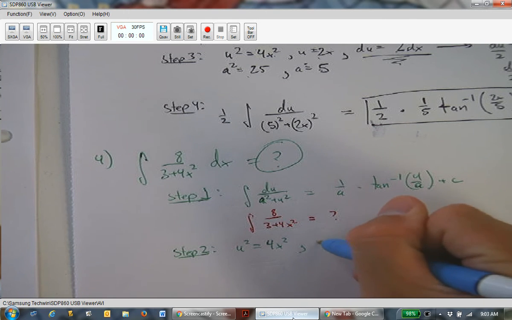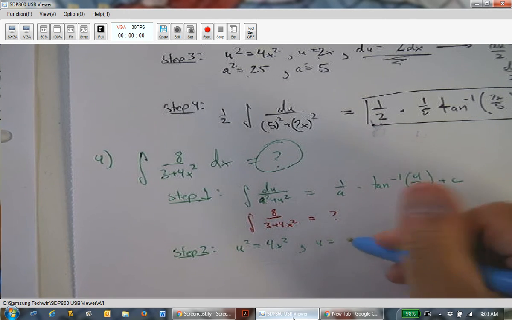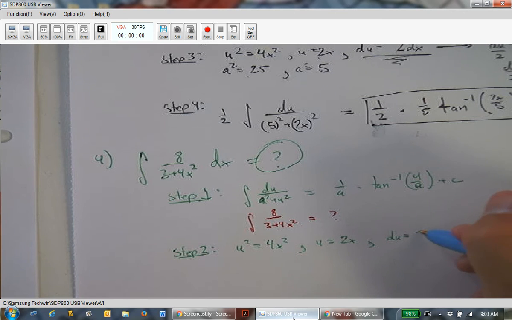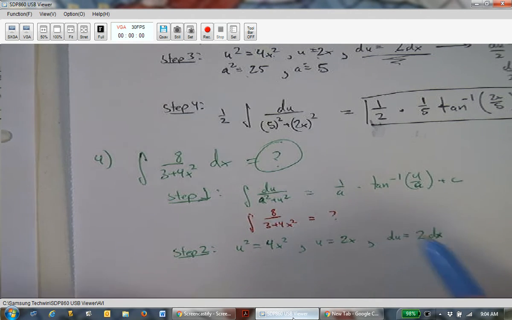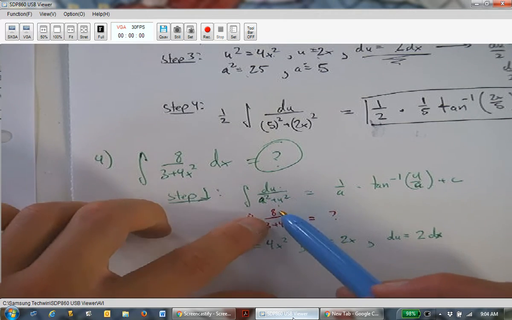4x squared, making your u 2x. And one step further is what is your du? 2dx. Now, if you compare that in place of what goes in for du, be very careful.